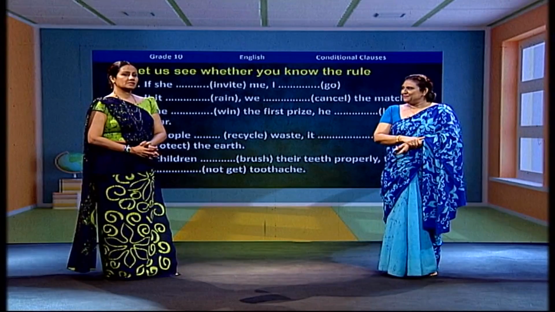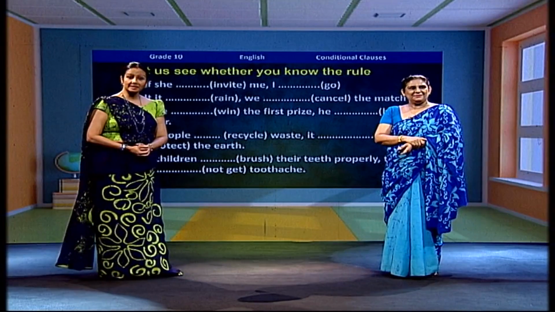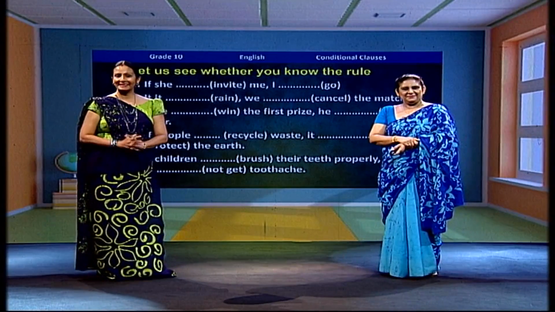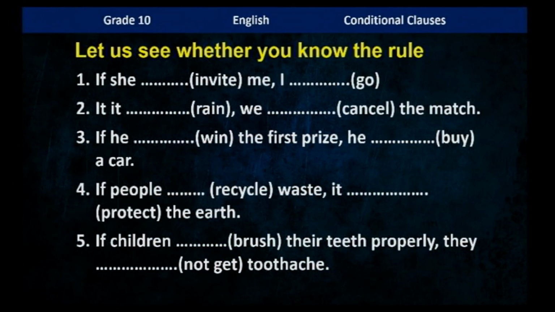Right. So we will move on to some exercises. Then our children can understand it very clearly. All right, children. Now here, I have given you some sentences and you have to guess. Now, what is the rule, children? The if part should always be simple present and the result part either will, may, could plus the verb. Right. Now, let us see.